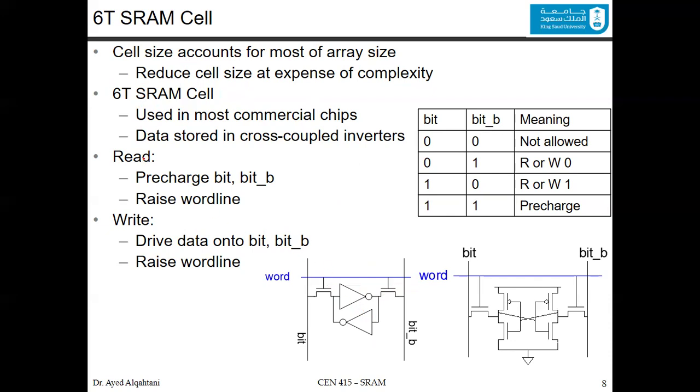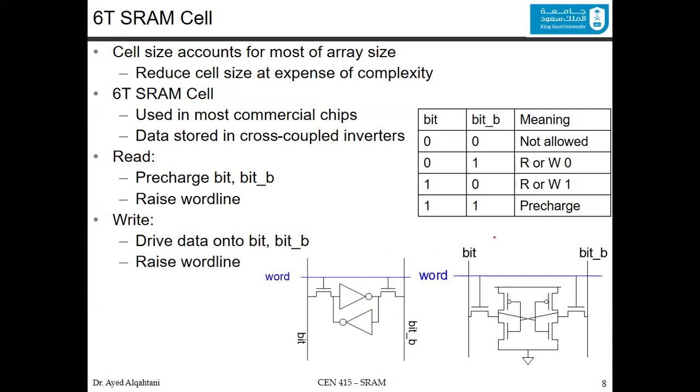Now, how to perform the read and write? Now, you have to focus with me, because maybe this information will be surprising to you. We have two vertical lines. We call them the bit and the bit bar. As you can see here, we redraw it over there as two inverters back to back. You can see that the input is connected to the output, and this input is connected to this output.